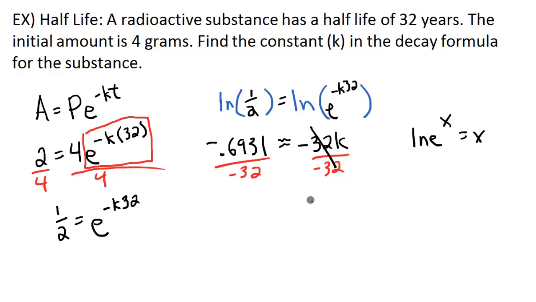So that cancels, I'm left with K on this side, and that will be about 0.0217, and that will represent my K, which is the rate at which our radioactive substance will decay from 4 grams, and then it'll take 32 years to get to 2 grams, half its original amount. So that's about it.